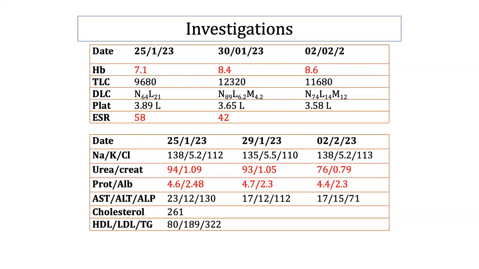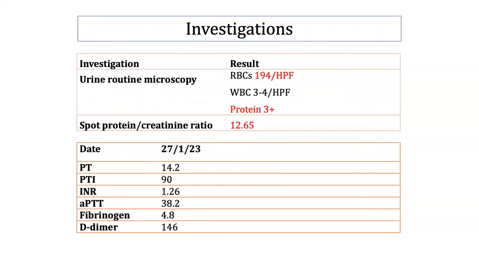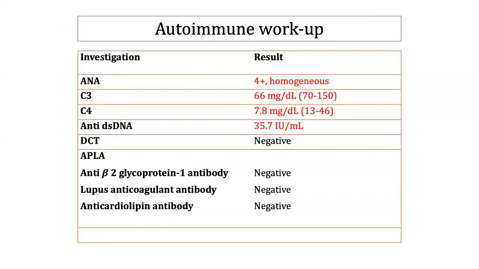elevated ESR. There was no thrombocytopenia or lymphopenia. In the biochemistry profile, she had deranged renal functions with hypoalbuminemia. Urine examination showed hematuria, RBCs of 194 per high power field, with nephrotic range proteinuria, and her coagulation profile was within normal limits. In the autoimmune workup, her ANA was positive, 4+ homogeneous in pattern, with both the complement levels C3 and C4 low, with anti-dsDNA positive. Her DCT and APLA workup were negative.